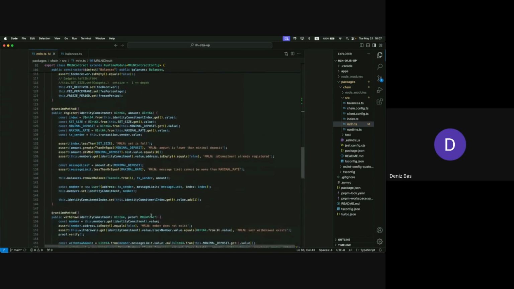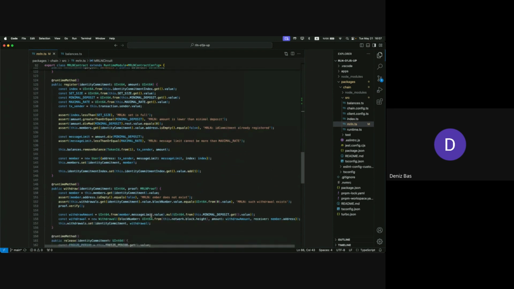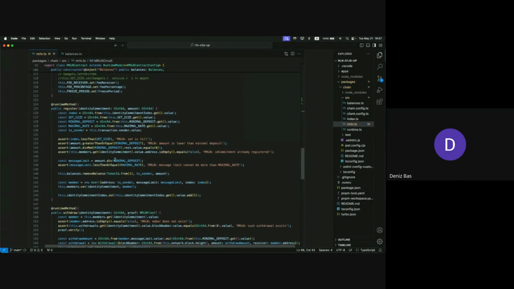It's also important to understand that we may not want different rate limits for different users. We can enforce that by setting a hard value for the stake amount. Then we get the identity commitment and append it to the user set. We also check that the set must not be full. And that's all we do for registration.